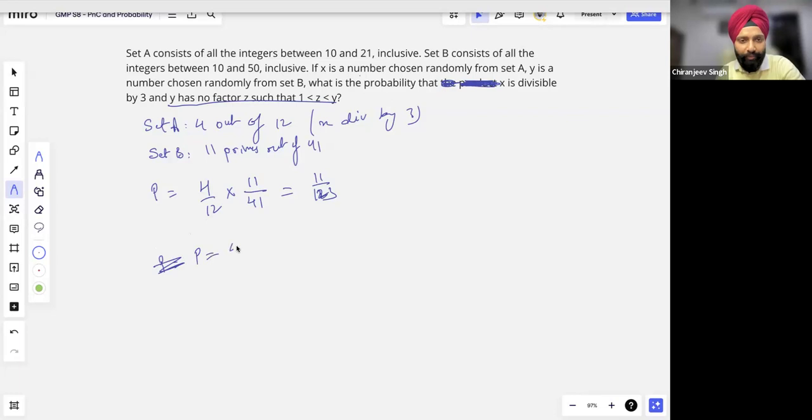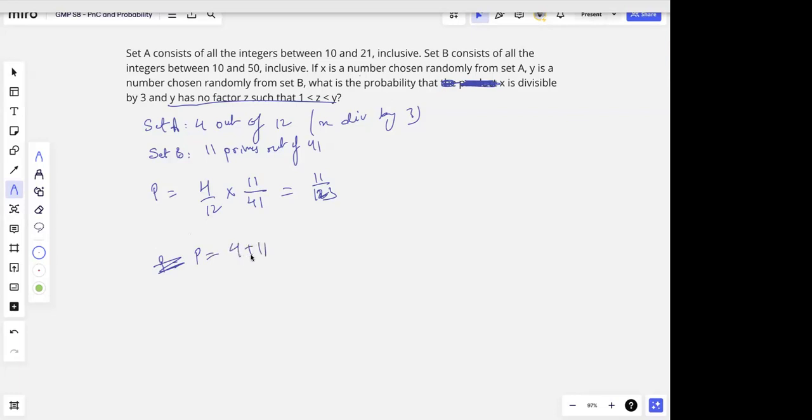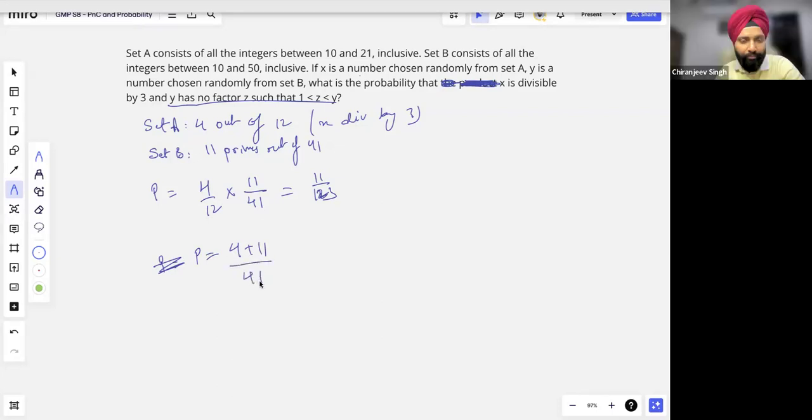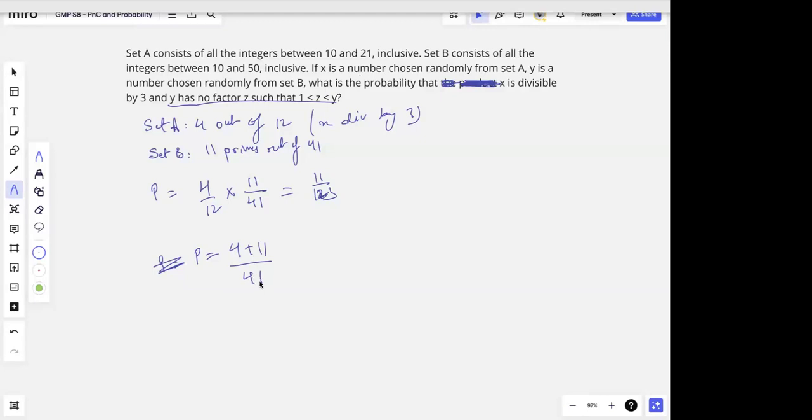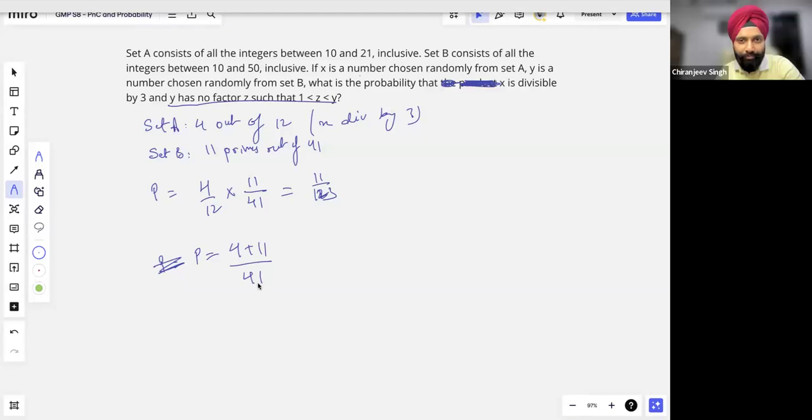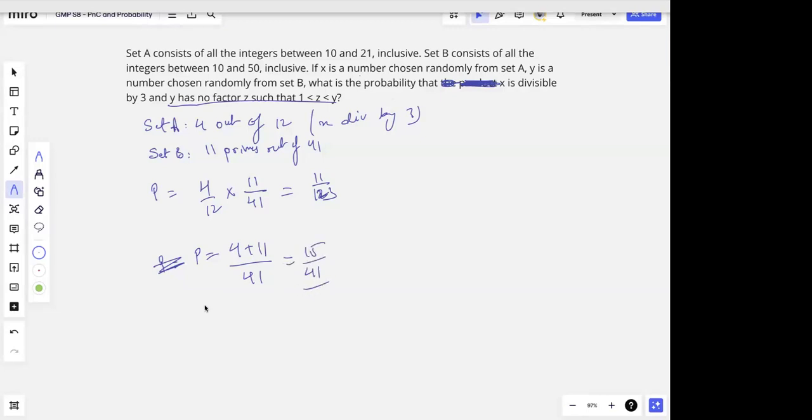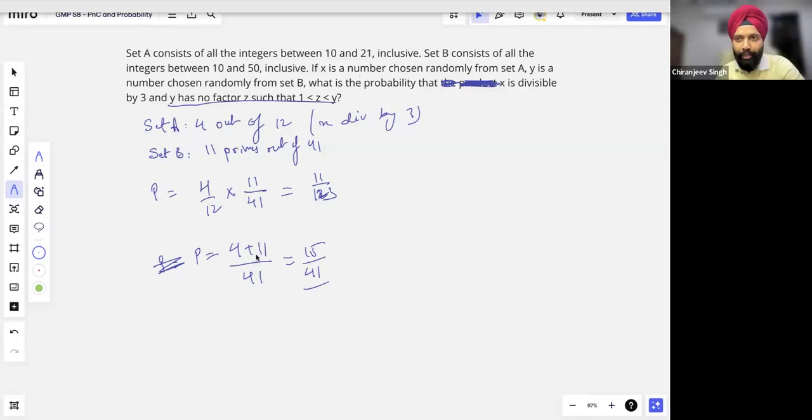You did 4 plus 11. Yes, and the total set is 10 to 50, which is 41. Sorry, the total numbers are 10 to 50, 41. Yes. This was my approach. So why are you adding, not multiplying?